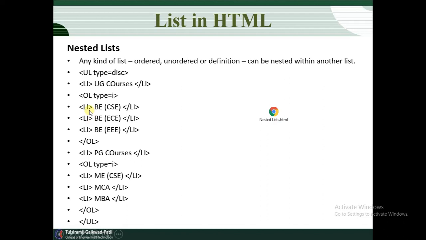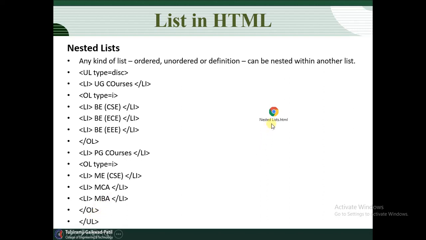After you write the elements, it must be under the OL tag, with type I. That means Roman I, first, second, third. The OL type indicates the disc type. PG is again indicated by the disc type, and the different sub elements are indicated by Roman I, first, second, and third. The second type is the LI PG courses with OL type equals to I, where we have written the sub elements ME, CSC, MCA, MBA under that OL type.